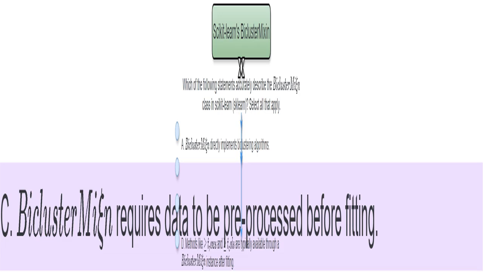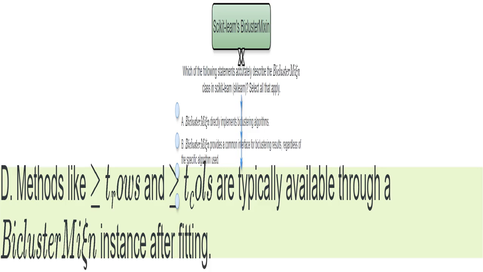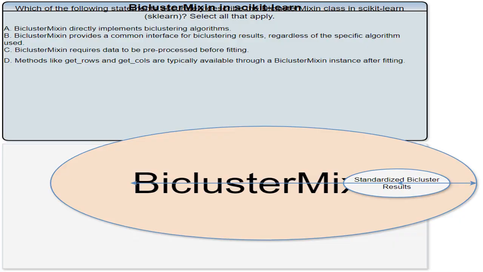Nope, this is wrong. BiclusterMixin doesn't handle data preprocessing itself. Preprocessing, like cleaning or transforming your data, typically happens before using any biclustering algorithm. Correct again. Once you've run a biclustering algorithm which uses BiclusterMixin, you'll usually find methods like _get_rows and _get_cols. These help you get the row and column indices of the discovered biclusters, the groups found in your data. I see this as the central, core class in Sklearn's biclustering system.